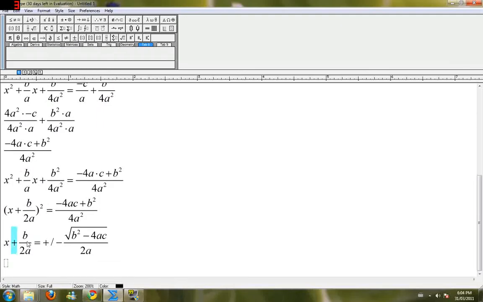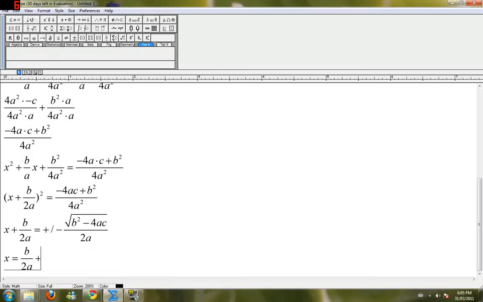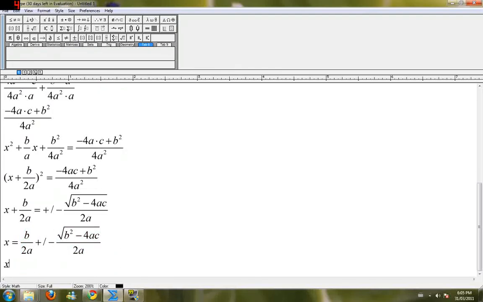Now what we want to do is we want to move this to the other side and isolate x. So x is equal to b over 2a plus or minus the square root of b squared minus 4ac over 2a. We see that these two terms have a common denominator. So what we're going to do is put them together. X is equal to, I forgot to put a negative over here when we moved it to the other side. So that's going to be negative b over 2a.